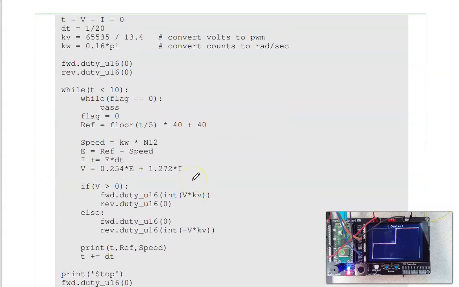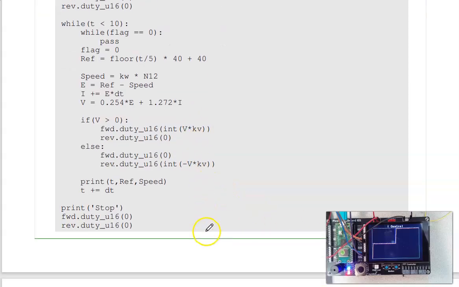And this is something that's covered in control systems. But with the Raspberry Pi Pico, I have a way to measure motor speed. I have a way to implement my controllers. I can do different types of feedback.